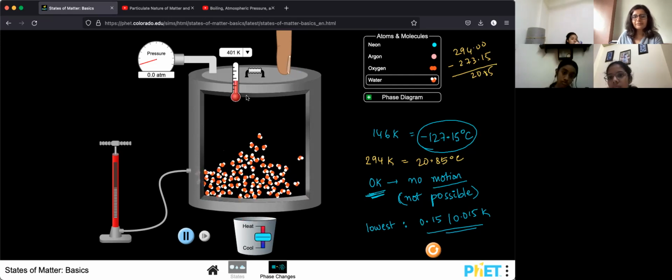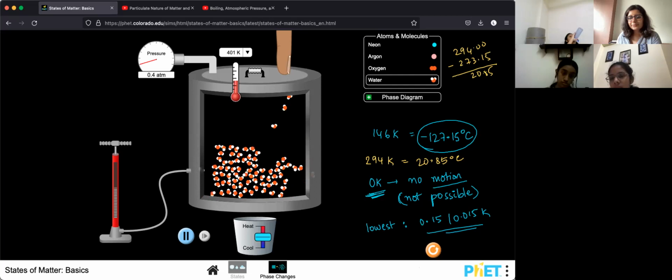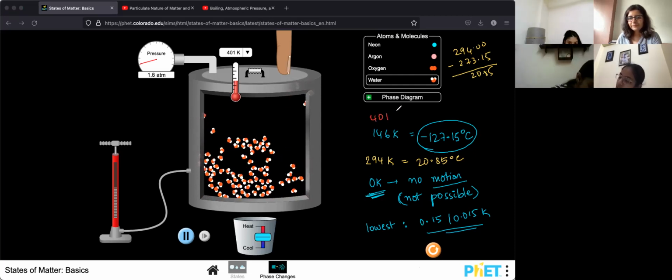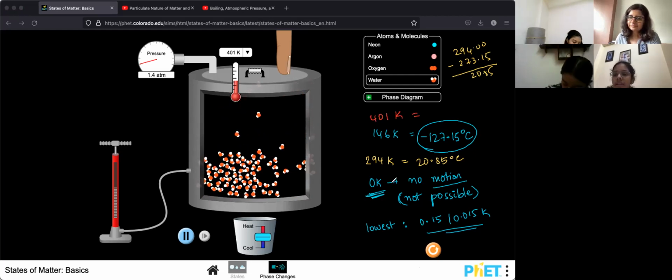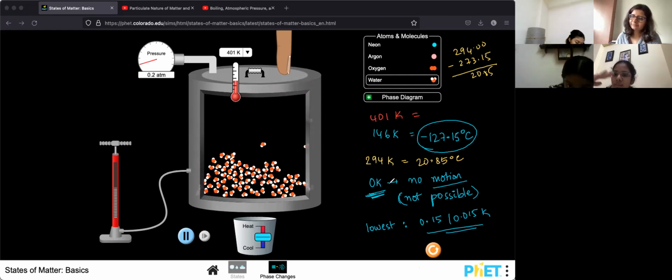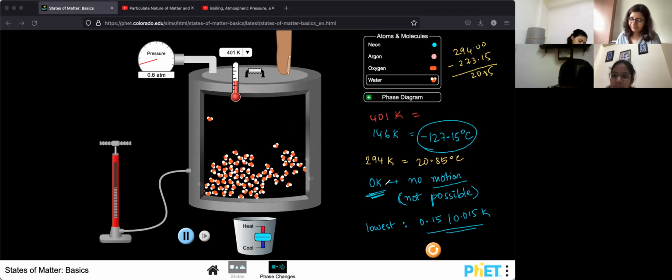Now it is 401 Kelvin. So 401 Kelvin, what is the temperature? Miss, in any molecule, if you heat it, the kinetic energy increases. So there would be more motion in the molecules. Yes, in any substance.